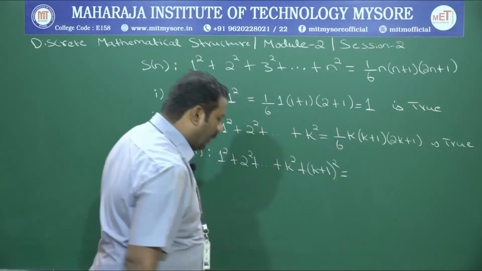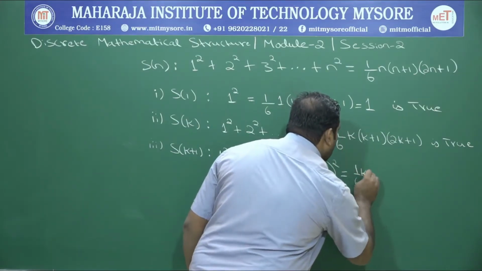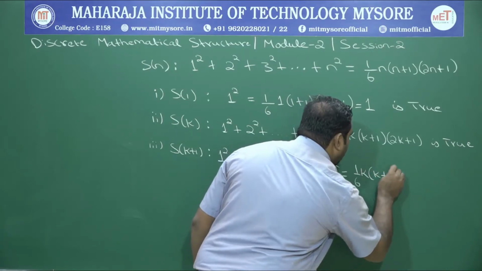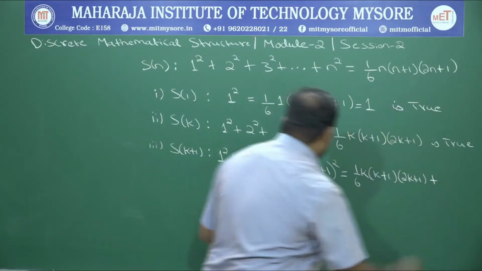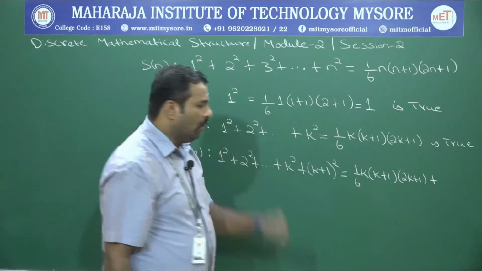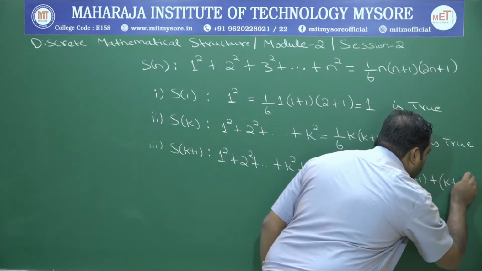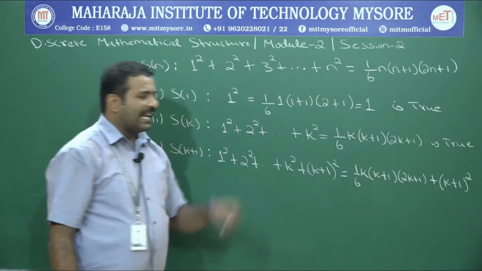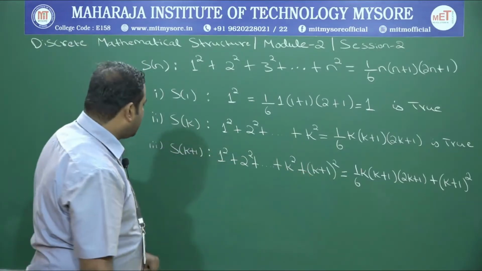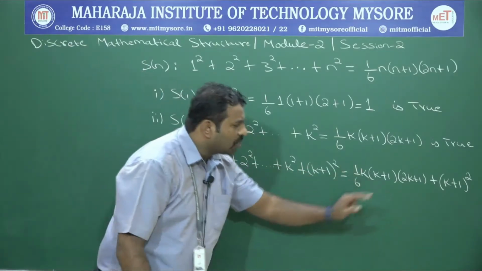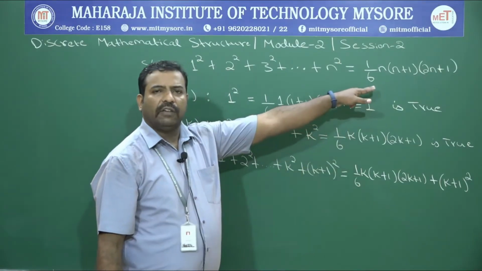So this is equivalent to 1 divided by 6 into k of k plus 1 into 2k plus 1, and I need to add this k plus 1 whole square. Now this is exactly the statement I am going to have. Now I need to simplify or solve this and see that this holds good for the given statement.